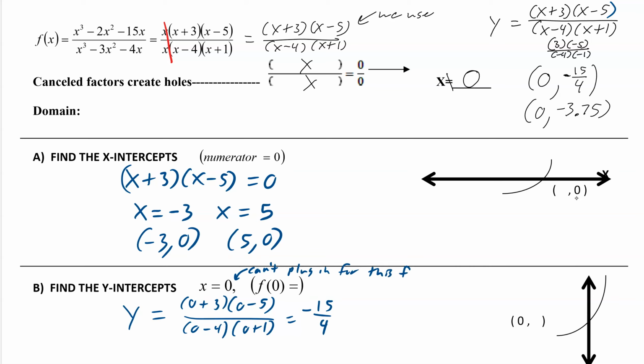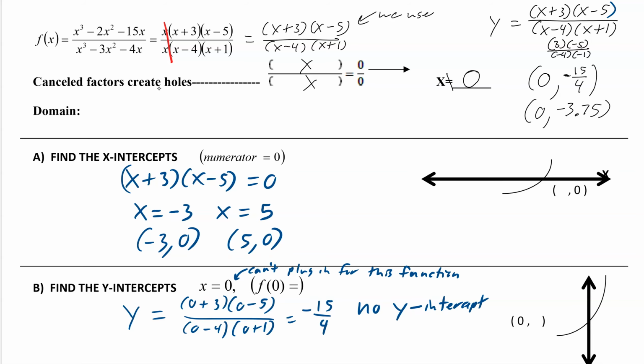So we can't plug it in for this function. It's fine for other functions. You always want to try, but why can't we do it here? Because it's our hole. 0 was already told to be an undefined value, so there is no y-intercept. So you can't put it down there.